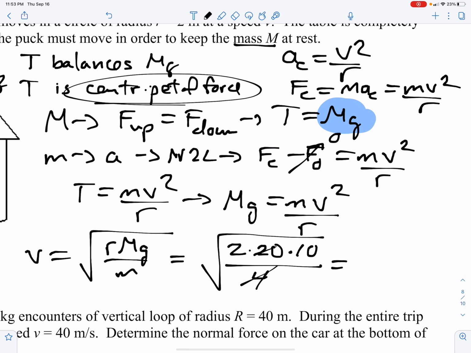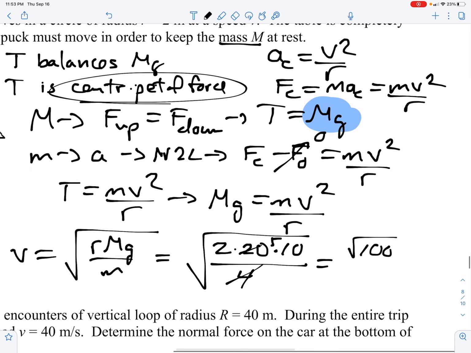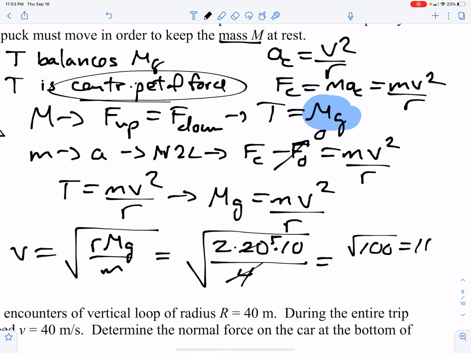Well, 4 goes into 20 5 times. 5 times 10 is 50, times 2 is 100, right? Square root of that is, of course, 10.